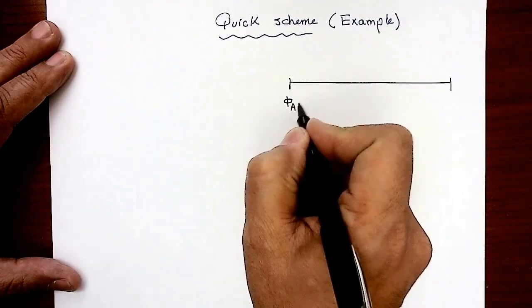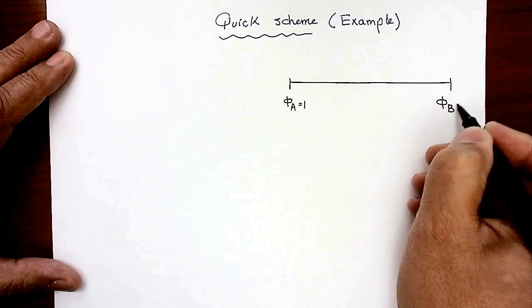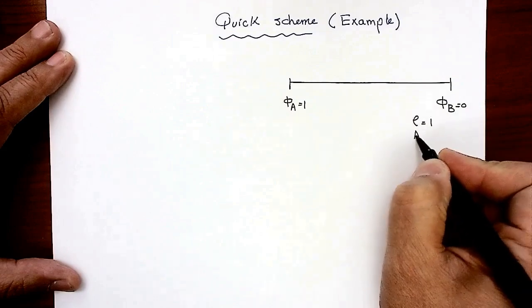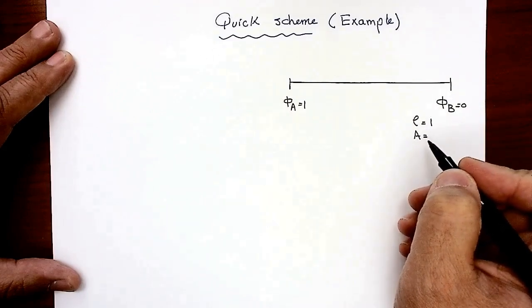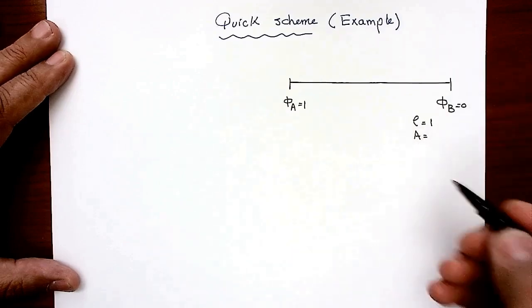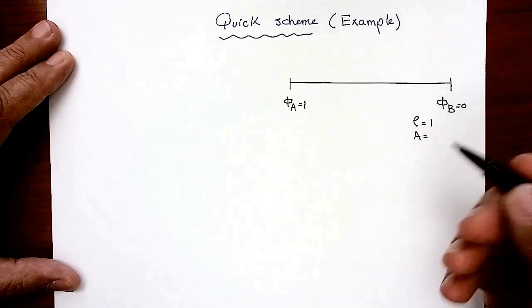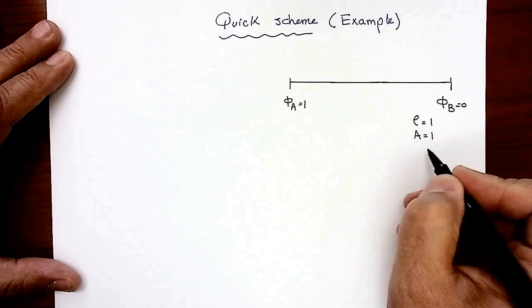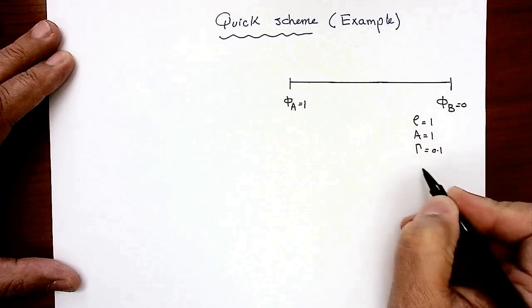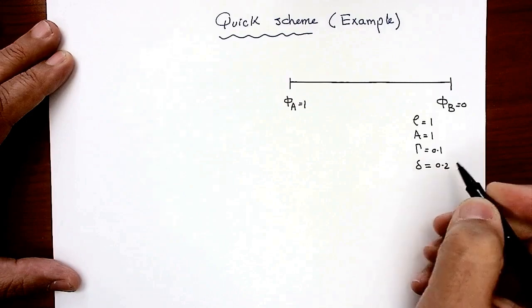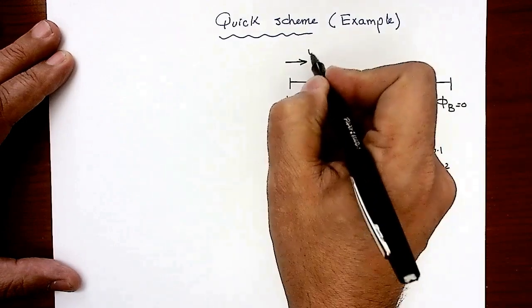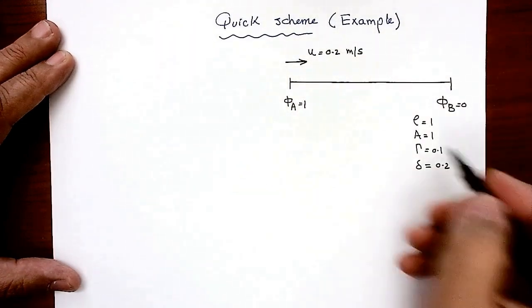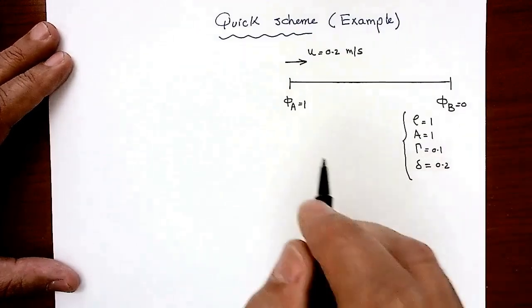I have phi A equal 1, phi B is equal 0. Then we were given that rho is equal 1. That's the same example that we covered with the other schemes before, so it makes it easy to compare the results every time you change the approximation scheme and see how the convergence looks. A is also 1, kappa is 0.1, and delta was selected to be 0.2. The velocity in this case is 0.2 meters per second. So this is the information from the previous example.